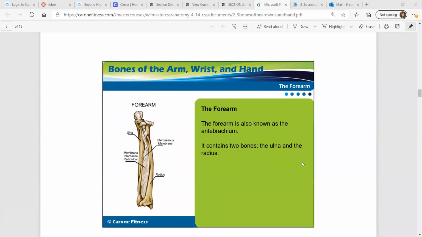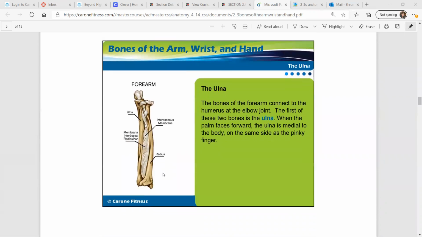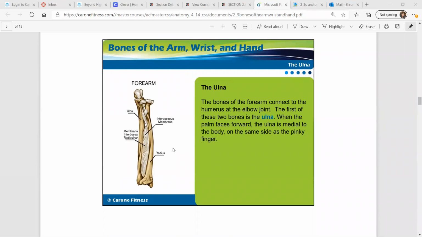And then lower down on your arm, the forearm is also known as the antebrachium. We have two bones in our forearm, the ulna and the radius. And that shows you the ulna, radius, and then the membrane in between. So first, the ulna is connected to the humerus at the elbow joint.